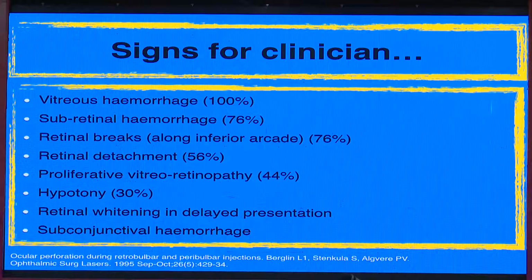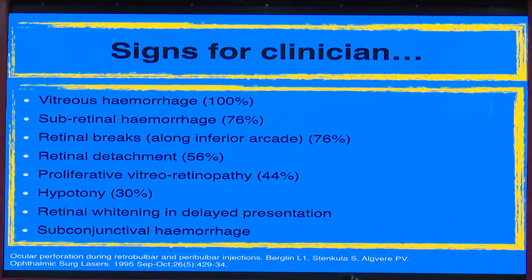So what are the signs for a clinician? Most of the patients will have vitreous hemorrhage. Subretinal hemorrhage may be a very common finding. Retinal breaks are seen, and retinal detachment can be seen in the later stages. Proliferative vitreoretinopathy develops if it goes unnoticed. If there is a VH and we don't do a B scan, we may miss that, again developing a proliferative vitreoretinopathy. Many times when we give a block and bring the patient onto the table, we see hypotony. Retinal whitening and subconjunctival hemorrhage can also be seen very commonly.